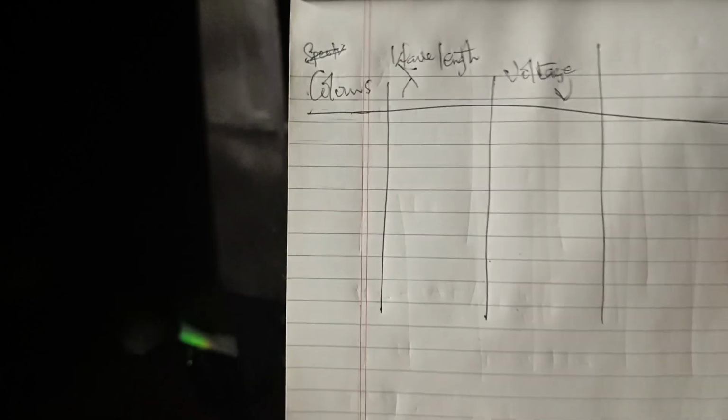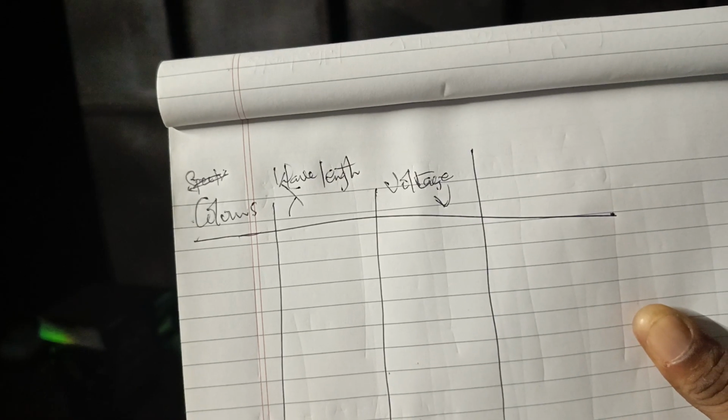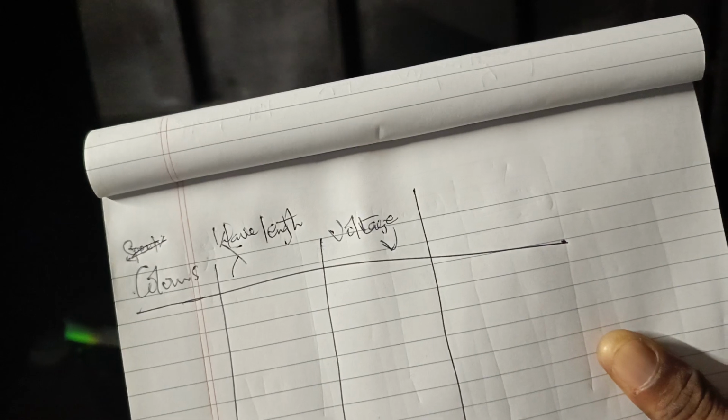So this is the table. For the first color, we'll write the color. Then you can use the color that you have to write the wavelength. You can Google and check the wavelength for that particular color. Then write it. Then the voltage that appeared on the voltmeter, you write it. So that's the first value.